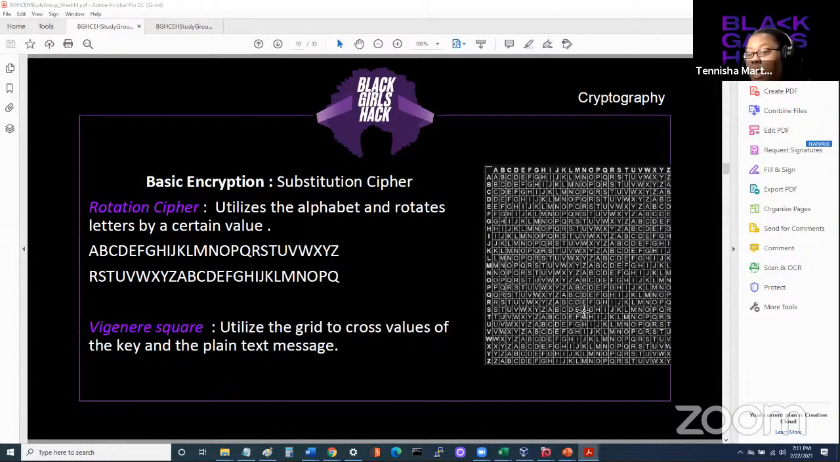You should just know, I've actually seen something like this in capture the flag competitions where they say, hey, here's the Vigenere square, and they want you to decipher the message. So you have to actually go through and make all of the substitutions by hand.